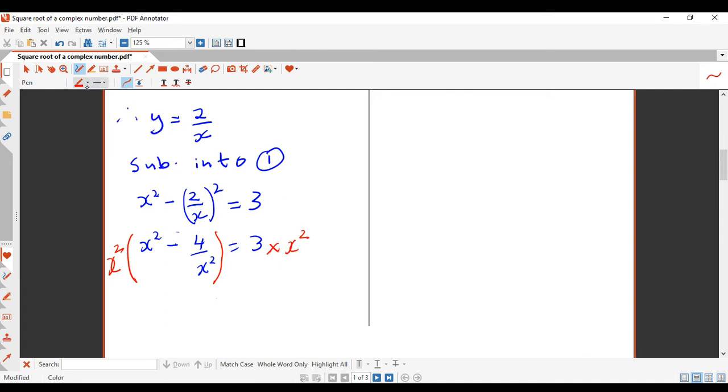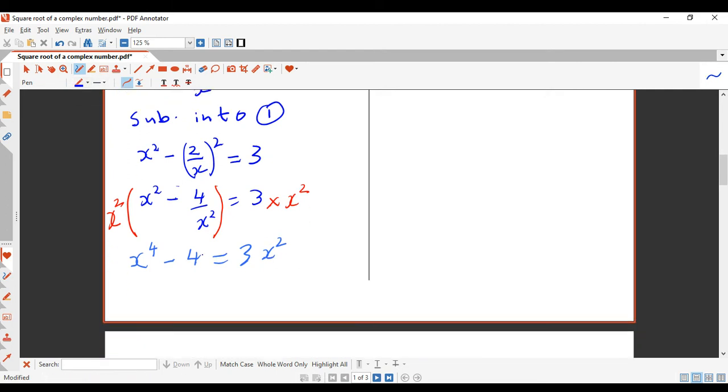Now, that's going to give you x to the 4 minus 4 is equal to 3x squared. Now, I'll put all the terms on one side, so that's going to give me x to the 4 minus 3x squared minus 4 is equal to 0.